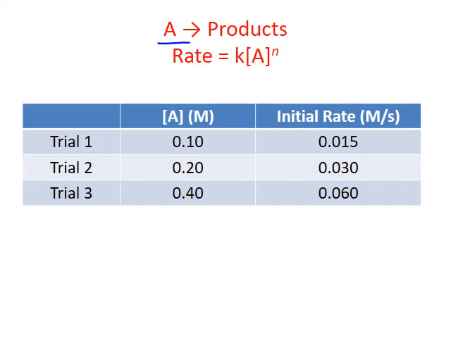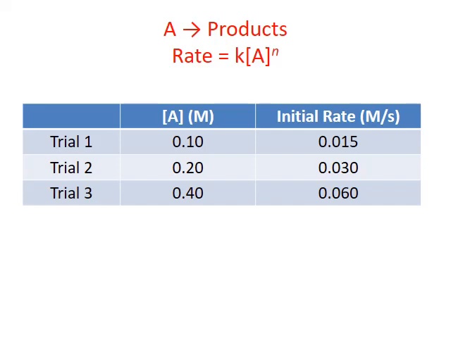This is the general rate law for this particular reaction. It would be the rate is equal to the rate constant k times the concentration of A raised to an exponent that we're going to leave as the variable n right now. And what we want to do first is determine what value of n fits our particular reaction. So the way that we're going to do this is using the initial trials method.